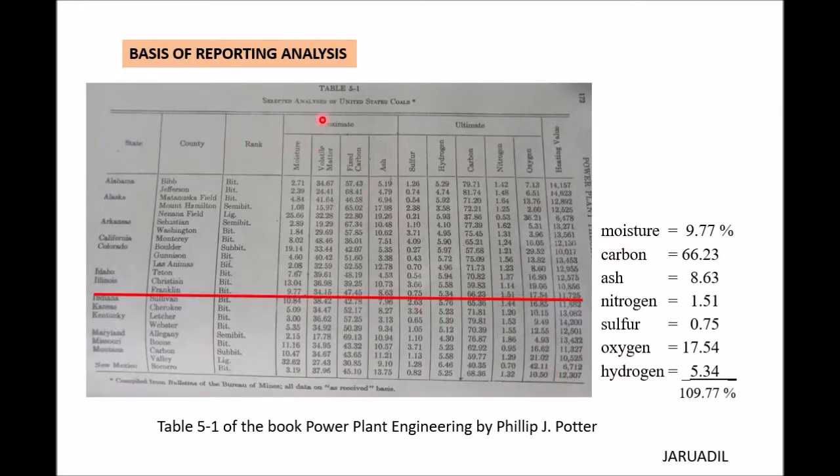So in this one, Table 5-1, this is the Franklin County, Illinois coal. Nandito yung 9.77 and so on. Makikita nyo naman dito, di ba? Yung ultimate analysis niya. Ito yan, nandyan yan.